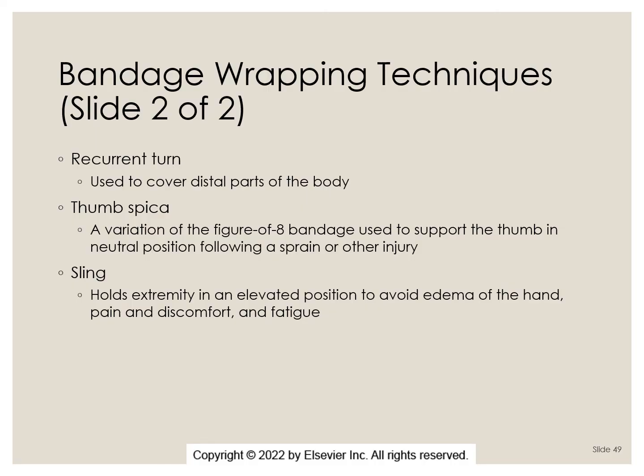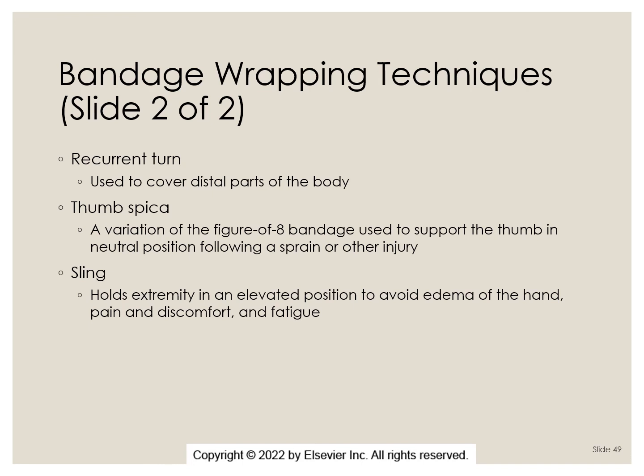A recurrent turn is used to cover the distal parts of the body, such as the ends of a finger, the skull, or a stump left by amputation. The thumb spica is a variation of the figure 8 bandage used to support the thumb in a neutral position following a sprain or other injury. This technique can also be used to help bandage the hip or shoulder.